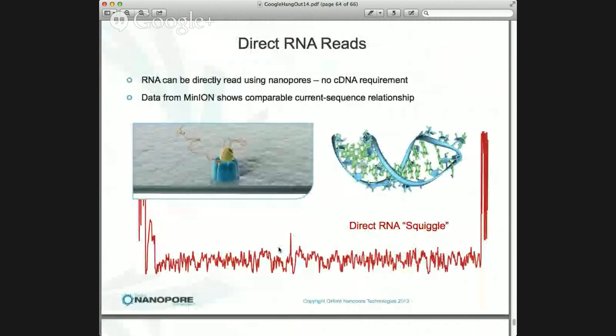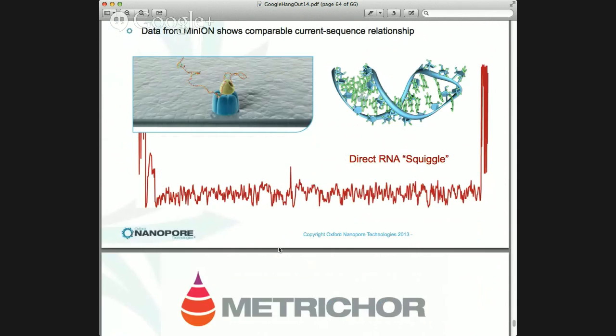Something else that's in the skunk works is direct RNA. People are quite keen on this. Again, we just haven't had the bandwidth until we raise the money to do this. So we have proof of concept now on reading RNA molecules directly, and that is binding an enzyme and generating sequence-specific squiggles from those molecules. So I would imagine in the near future there will be a direct RNA kit.